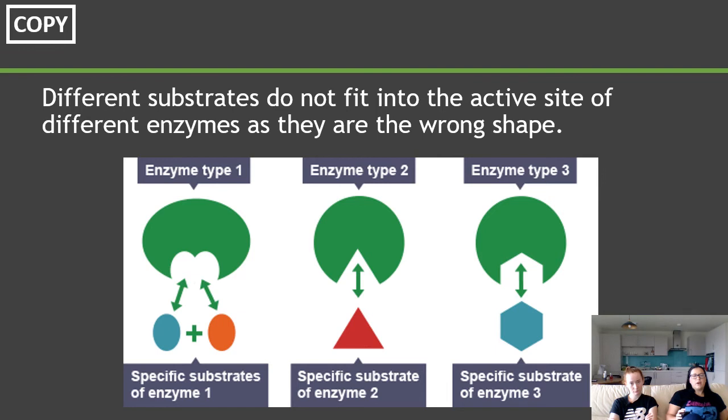So for example, if I was to take the substrate of enzyme 2 and try and shove it into enzyme type 1, that would not work because they do not fit together. So this is what we mean by enzymes are specific, and the active site is the region on the enzyme where the substrate is going to bind.